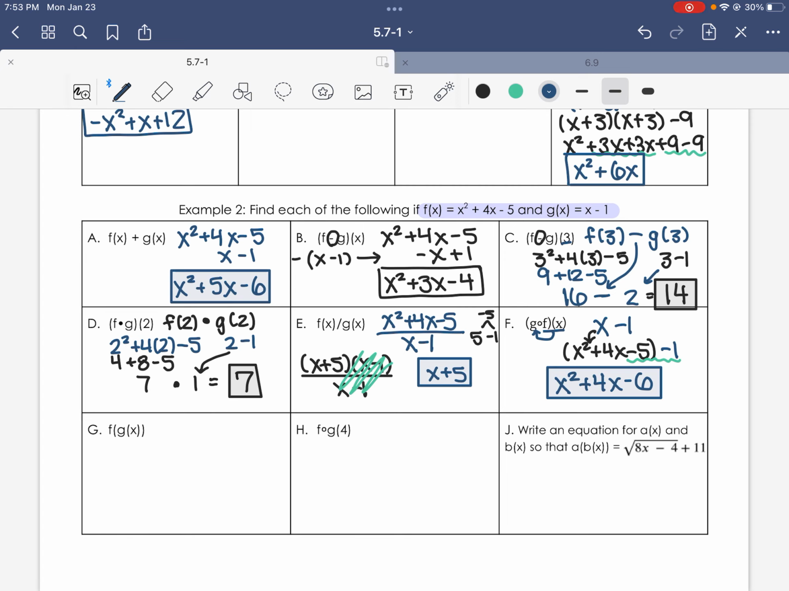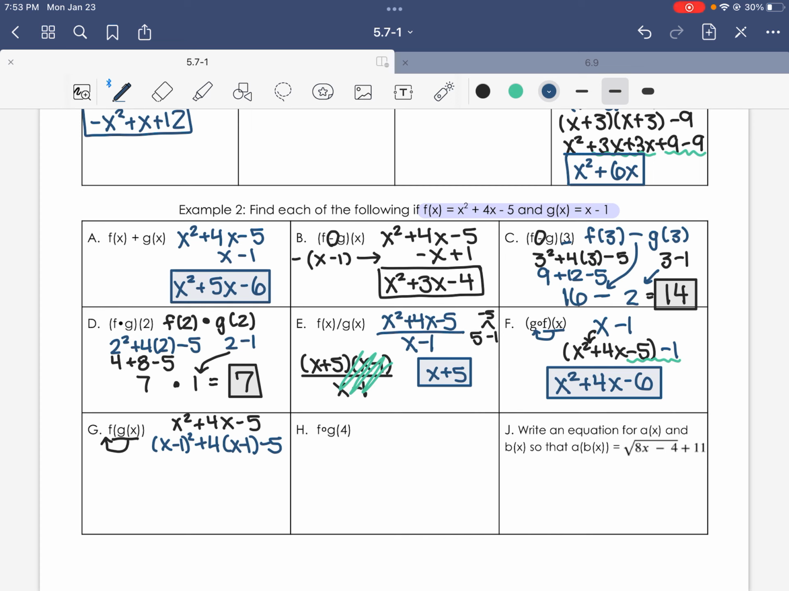Now, G is just asking us for the same thing but backwards. And now is kind of my chance to tell you that sometimes it gets a bit tricky. So you're taking g and plugging it into f of x. So instead of x squared plus 4x minus 5, you replace both of those x's with g of x, which is x minus 1. Like that.